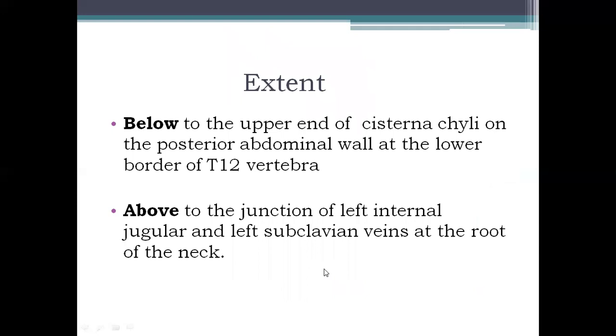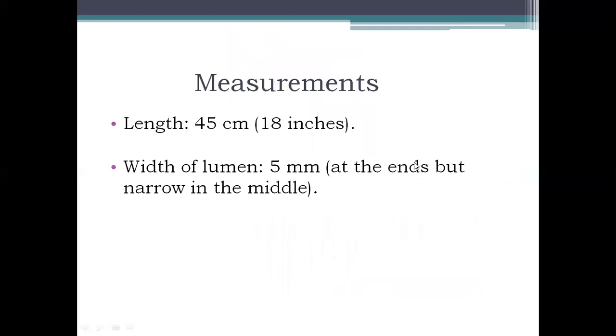Moving on to the next one. This is the one which we saw earlier. Its measurements: the thoracic duct is around 45 centimeters in length, which corresponds to 18 inches, and the lumen is around 5 millimeters wide. A point to be noted here is that the lumen is wider at the ends, but narrow in the middle.